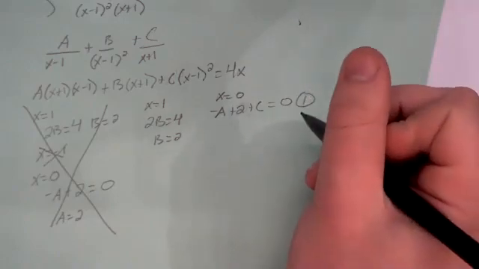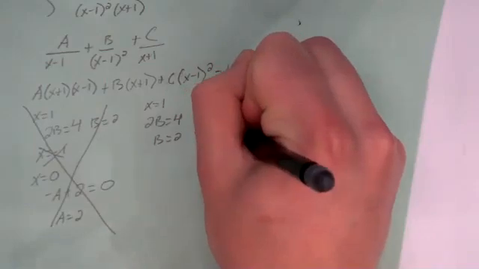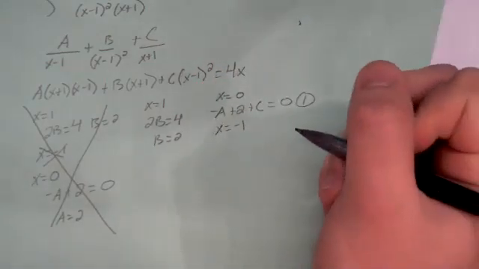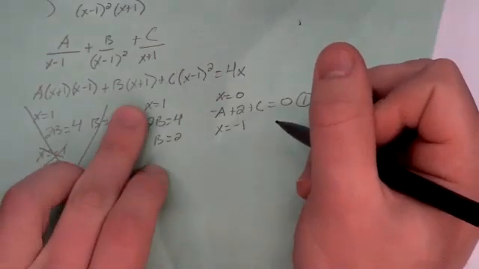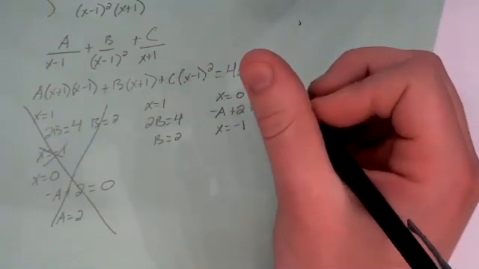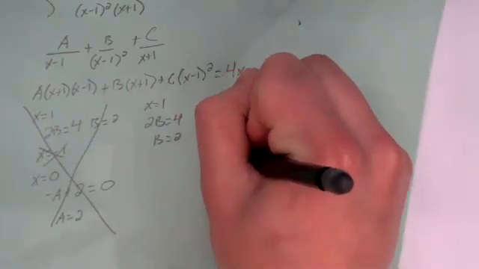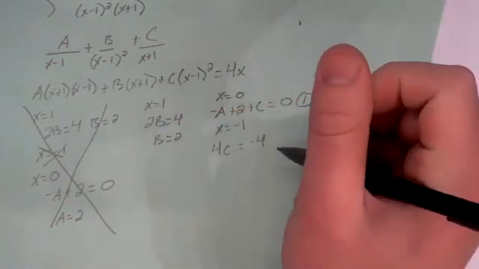Now we have to set x equal to something else that is not 1, 0. We could use -1, right? I imagine. So if we set x equals -1, that's not going to cause any problems. So b goes away, a goes away, c does not. So it's going to be 4c equals -4, right?